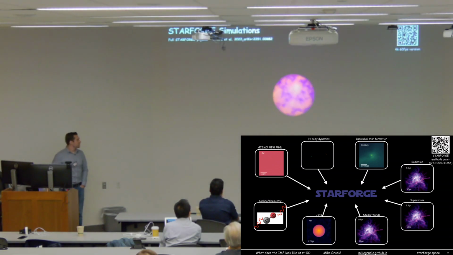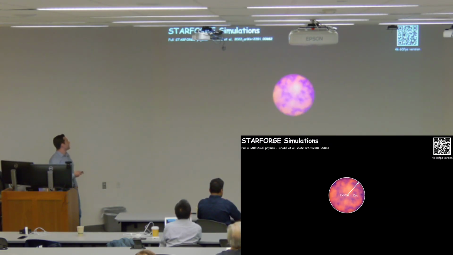These are still kind of new, so I'll show you what these simulations look like. This is an example of a model of a solar neighborhood cloud.